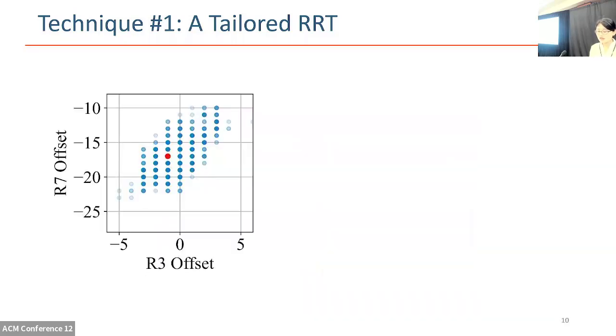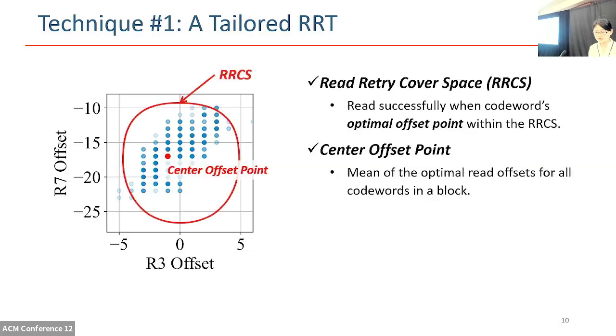For a page read by adding a set of read voltages, such as the MSB page with R3 and R7, we can model the relationship between them. That is, once we decide the offset of one read voltage, the others can be calculated. Here we collect the optimal offset points for each page read of a 3D NAND block, as shown by the blue dots. The darker the color, the more pages it represents.